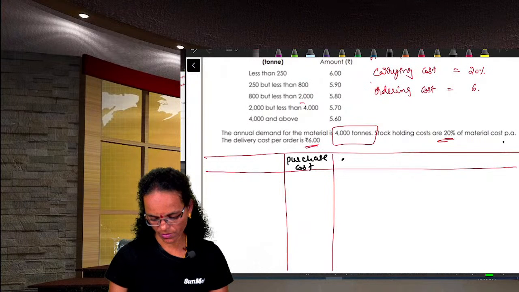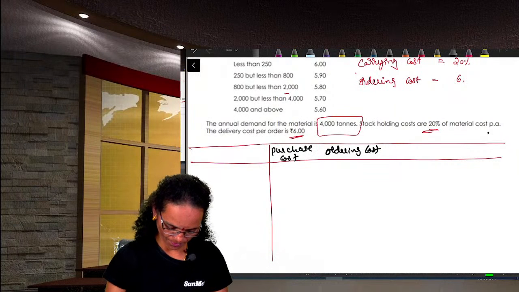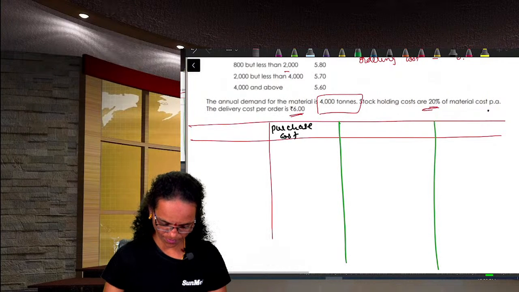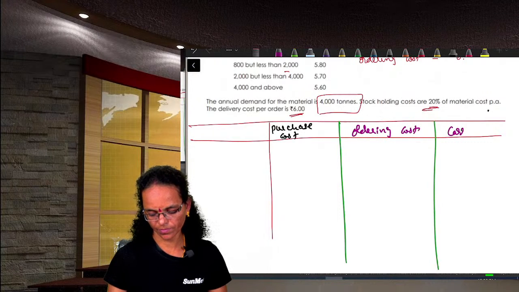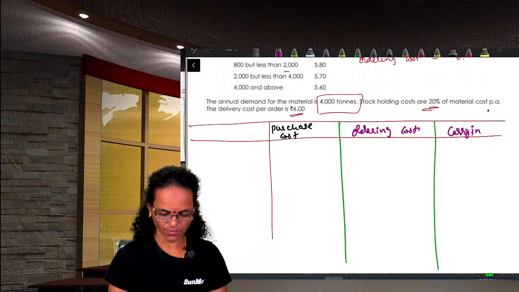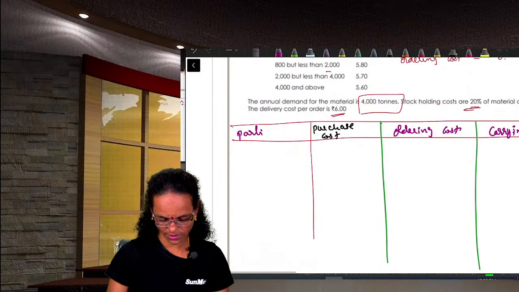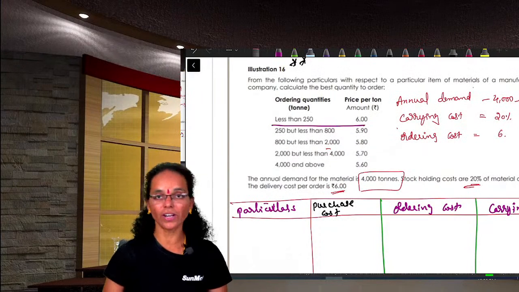Purchase cost, ordering cost, and carrying cost. Particular sizes, particulars. See, here in the first instance they said less than 450 units.